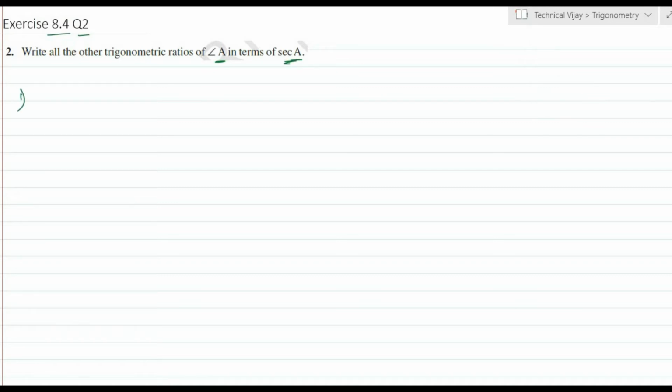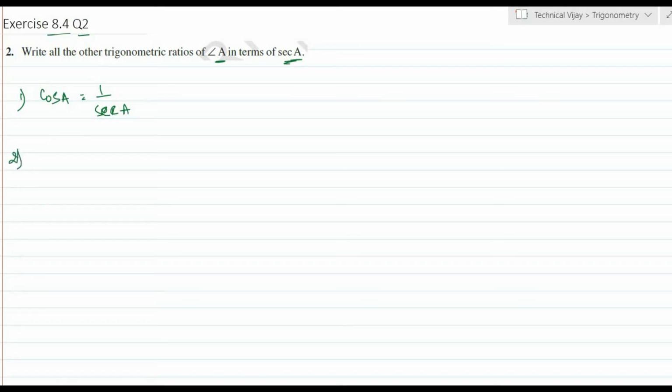So first, cos we will write. Cos A is equal to 1 divided by secant A. Because this is very easy, it is just the reciprocal. Cos is a reciprocal of secant.